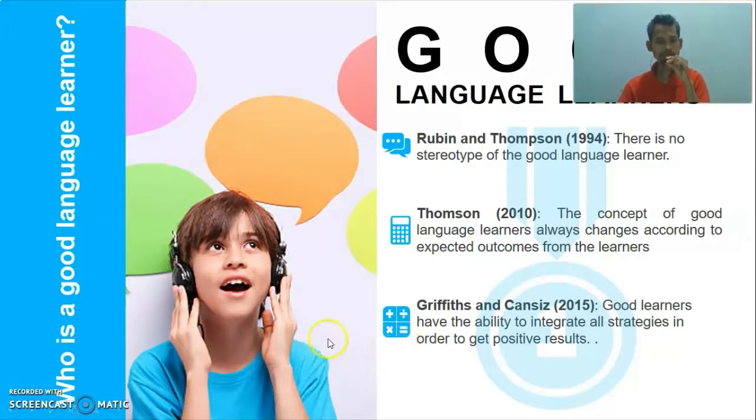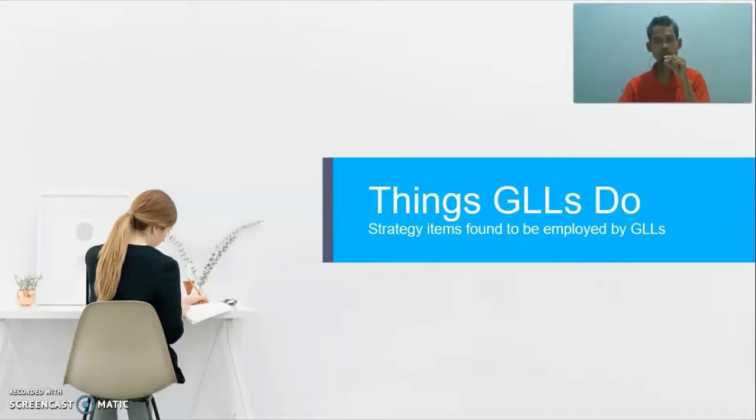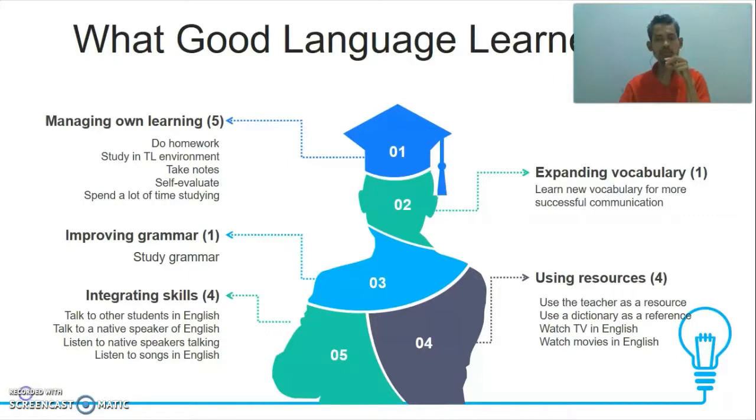Now, so what do good language learners do? What strategies do they apply in learning languages? A study conducted by Carol Griffiths of international students in language schools in Auckland, New Zealand, found out that the more successful language learners use 15 most frequently used strategies. They are grouped into 5 categories, which are managing own learning, improving grammar, integrating skills, expanding vocabulary, and using resources.